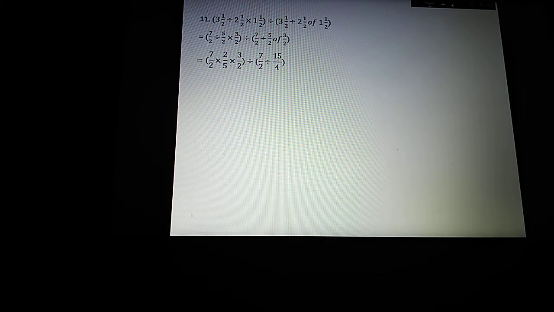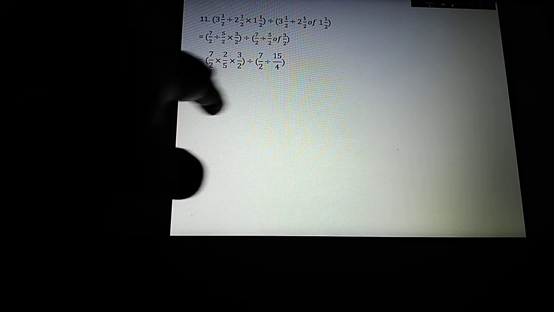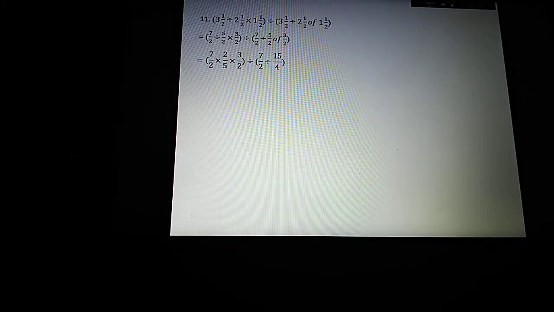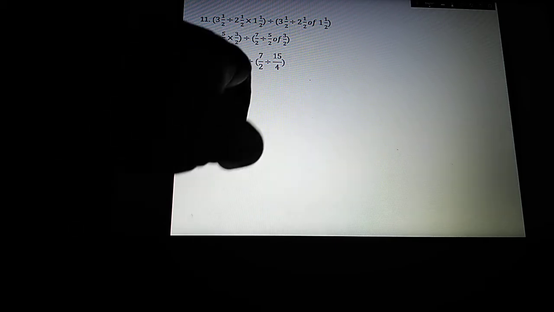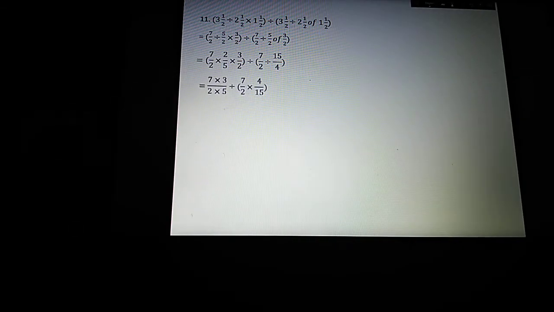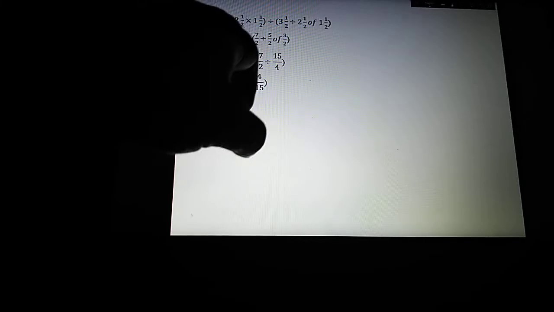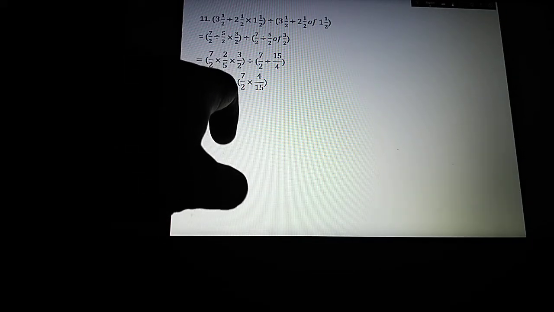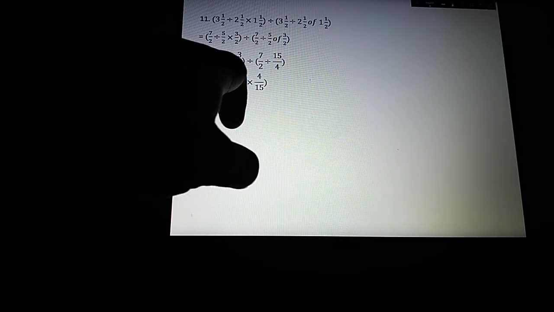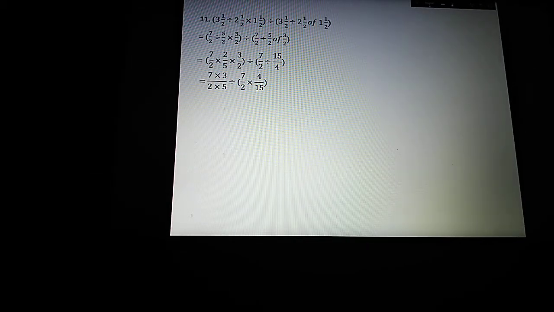And then in the next line, here 2 and 2, we can cancel 2 and 2 because this 2 is in the numerator and this is in the denominator. That's why we can cut them. That means in the first bracket, 7 and 3 are in the numerator, and 2 and 5 remain in the denominator.